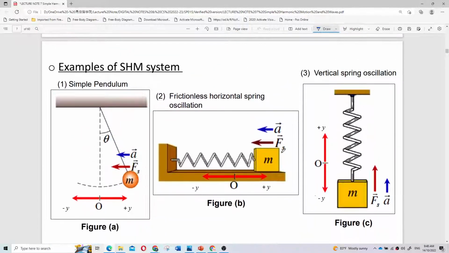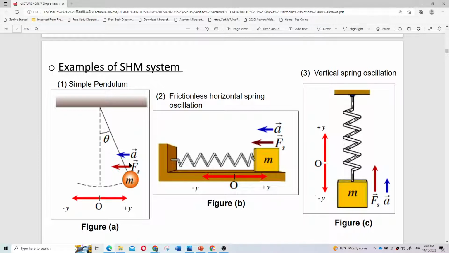Okay, so examples. Now here are examples of simple harmonic motion. We have several examples here: the simple pendulum, a frictionless horizontal spring oscillation, and a vertical spring oscillation.